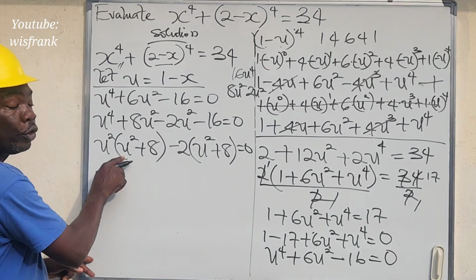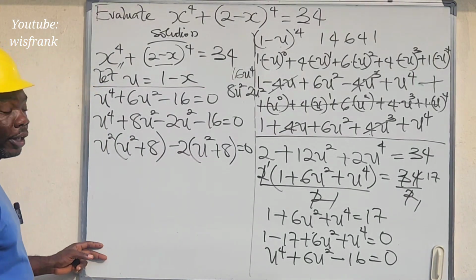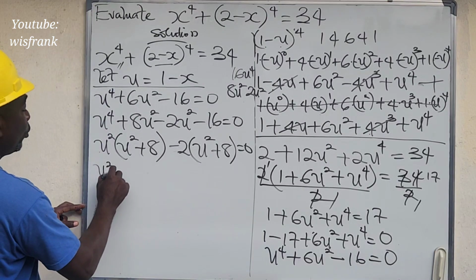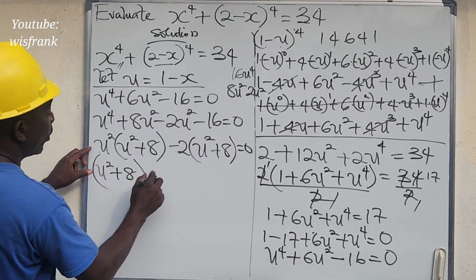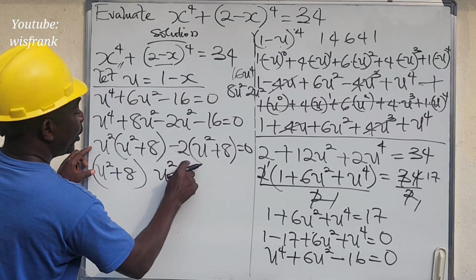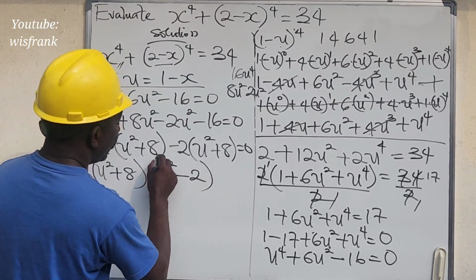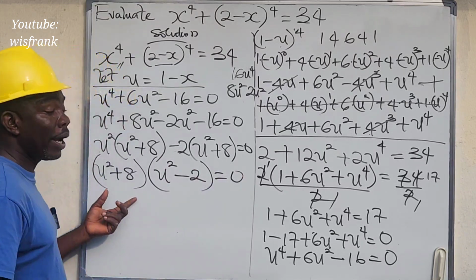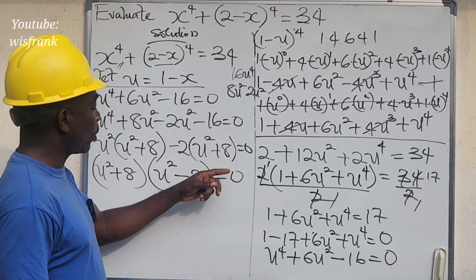We can see that u to the power of 2 plus 8 is common between both groups. So we can factor it out. So we have u to the power of 2 plus 8. Then, when we divide the whole of here by this, it will give us u to the power of 2. Dividing the whole of here by this will give us minus 2. So this is all equals 0. We have two parentheses here. It is either the first one equals 0 or the second one equals 0.